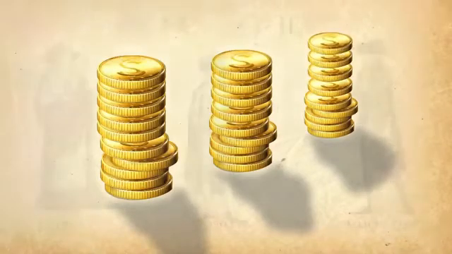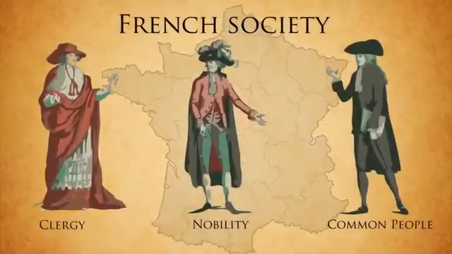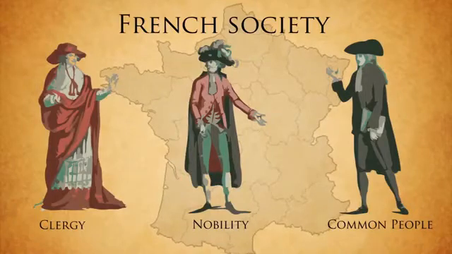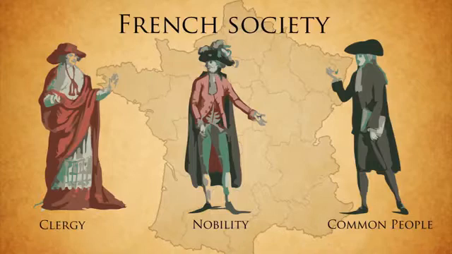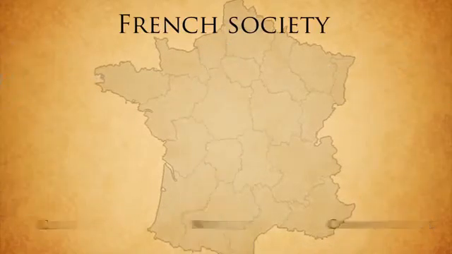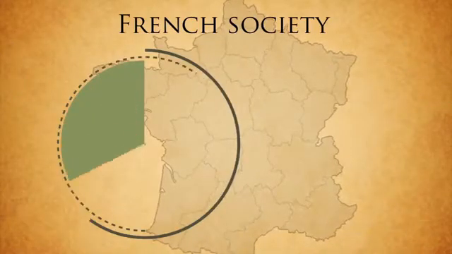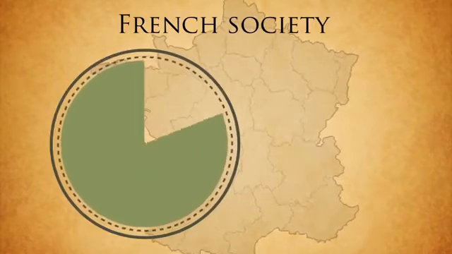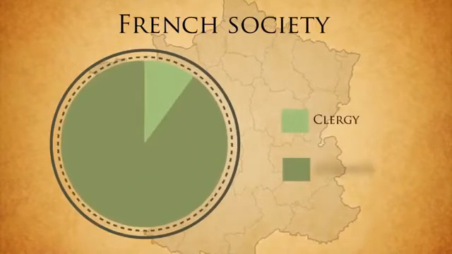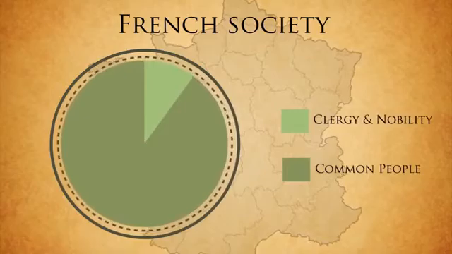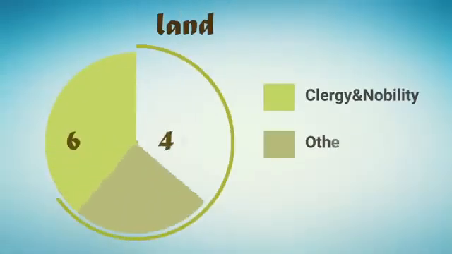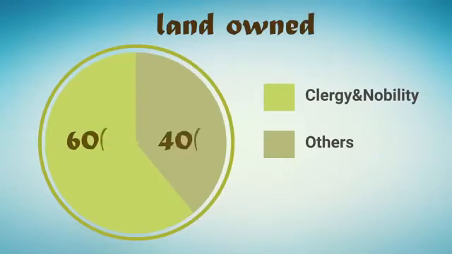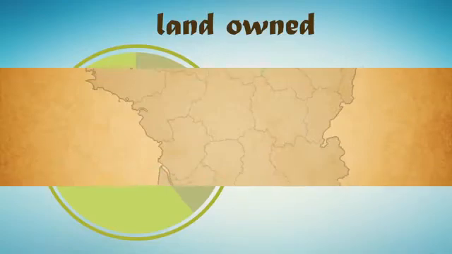Second, social causes or division in the French society. French society in the 18th century was divided into 3 estates: clergy, the nobility, and the common people, commonly called the first, second, and third estates. The clergy and the nobility were 10% of the population but possessed 60% of the land. The third estate was 90% of the population but possessed only 40% of the lands.